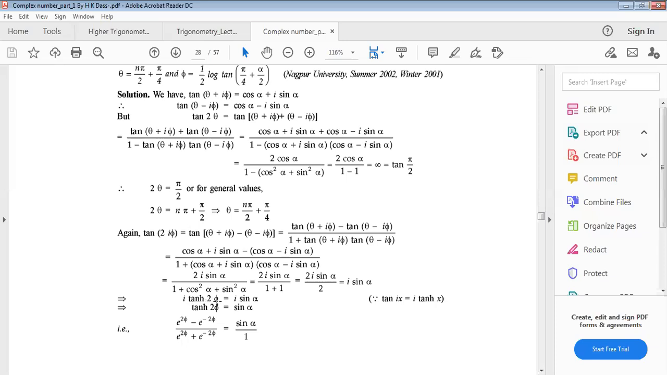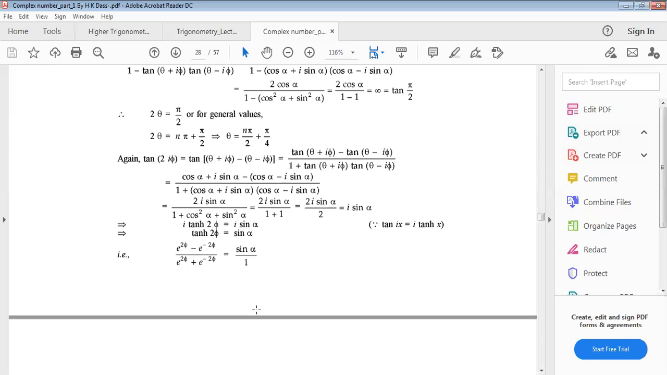From the relation between circular and hyperbolic functions, tan 2iφ equals i tanh 2φ equals i sin α, because this is the formula: tan(ix) equals i tanh x. Now i cancels from both sides. Tanh 2φ equals only sin α.